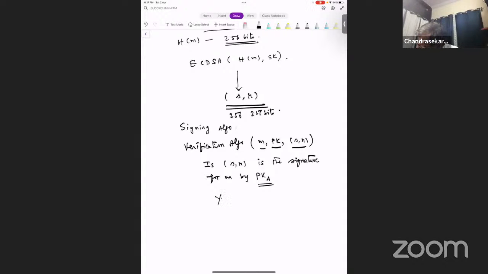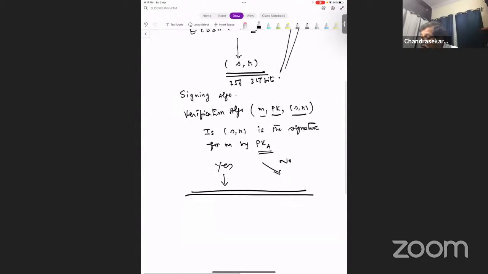The answer yes will come only if SR is generated by SKA and the same M is used. If M is different, SKA is different, this will all say no. Otherwise, you are going to get no.